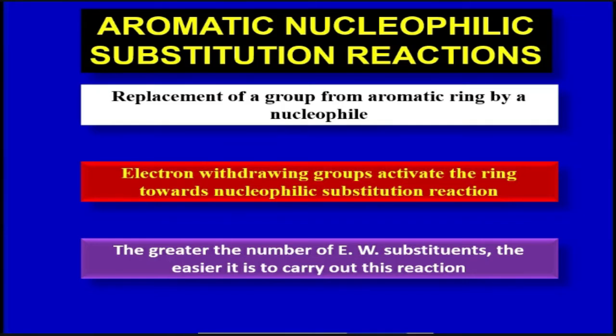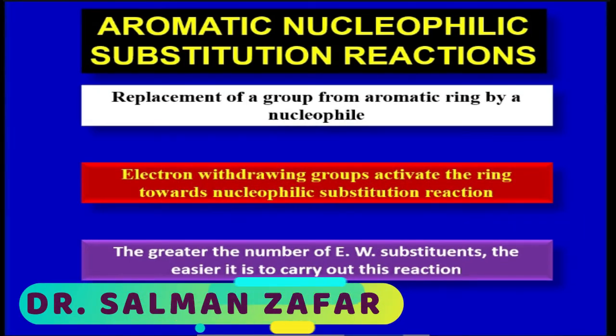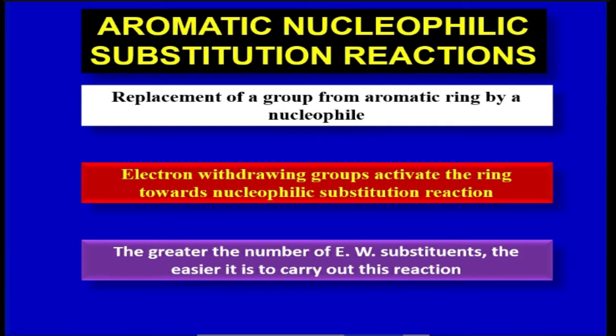Now let's move on to the nucleophilic substitution reaction. Again, nucleophilic substitution reaction is the replacement from the aromatic ring by a nucleophile. But as I told you earlier, for nucleophilic substitution reaction, the benzene ring must be sufficiently activated. And what actually activates this ring for nucleophilic substitution reaction?